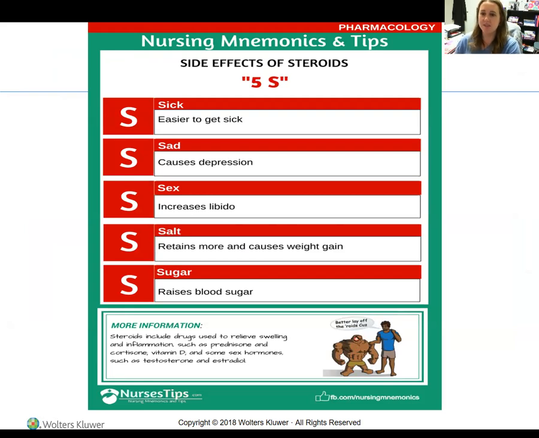This is another mnemonic I found, nursing mnemonics and tips for side effects of steroids. There are 5 S's. When people are on steroids, they're going to get sick easier. Sad, it can cause depression. Sex, it can cause increased libido. That might not be a bad thing. Salt, retains more and causes weight gain. Sugar, raises your blood sugar.